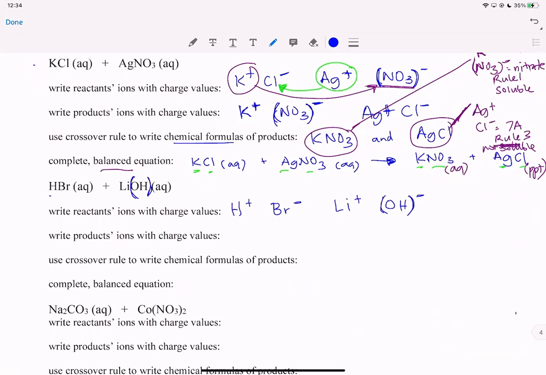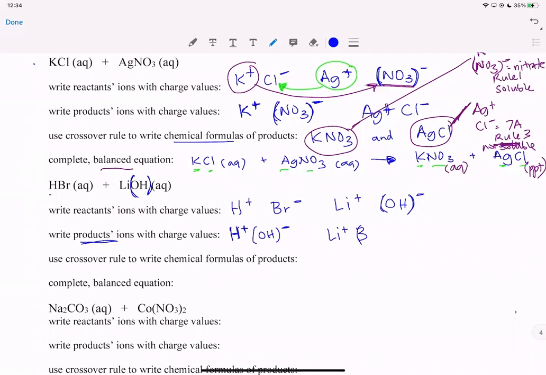Okay, so then make sure everybody has new partners when you're writing the products. So write the hydrogen positive ion with a new negative ion, which would be OH minus. Then write the lithium positive ion with a new negative partner, and that would be Br minus. Using the crossover rule, you're crossing any numbers over and down and getting rid of the plus and minus signs. With HOH, this is one of those rare times that you can break into the parentheses, and that's actually written as H2O, which you might recognize as water.